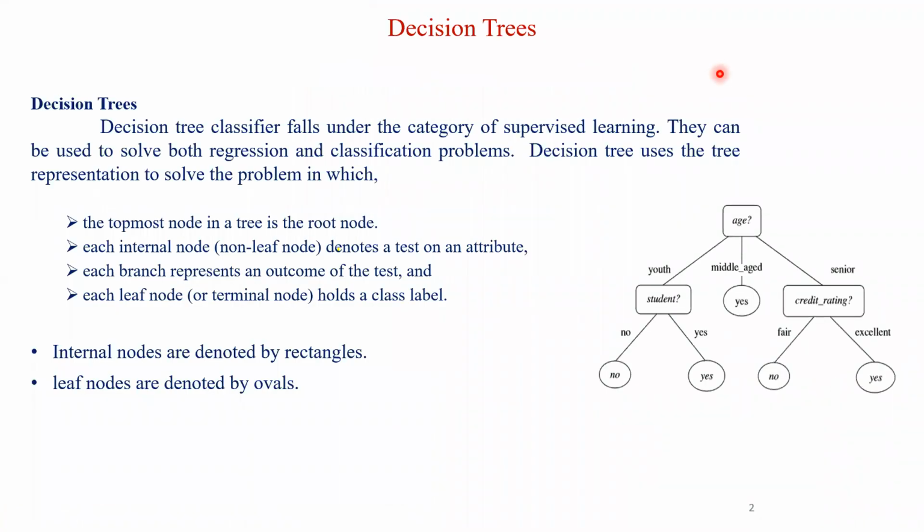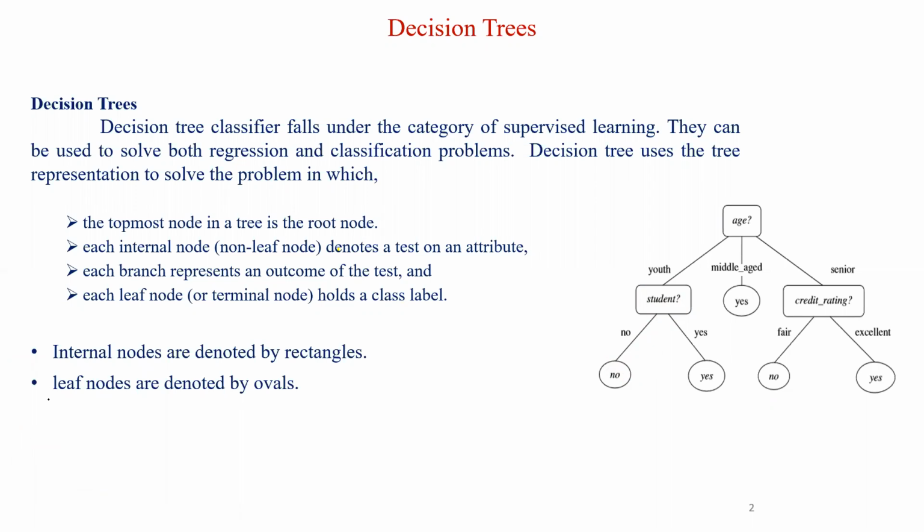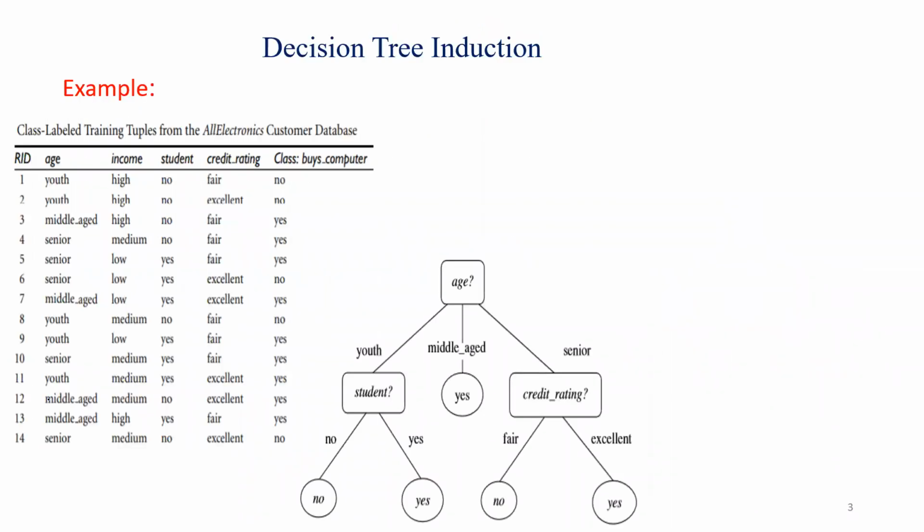Decision tree classifier falls under the category of supervised learning, and they can be used to solve both regression as well as classification problems. A decision tree uses a tree representation to solve the problems, in which the topmost node in the tree is the root node, each internal node denotes a test on an attribute, each branch represents an outcome of the test, and each leaf node holds a class label. As shown in the figure, the internal nodes are denoted by rectangles and leaf nodes are denoted by ovals.